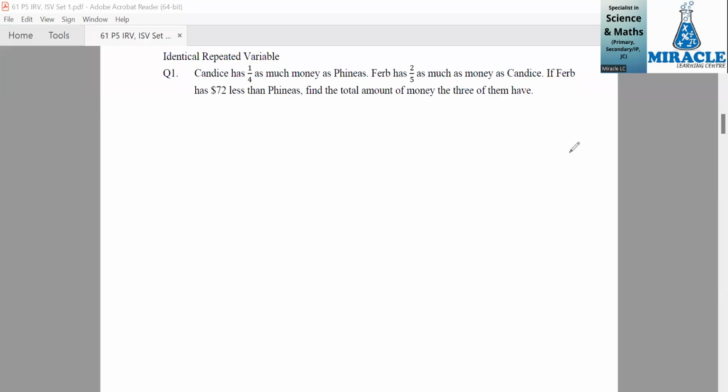Question 1. Candice has 1/4 as much money as Phineas. So Candice will have 1 unit and Phineas will have 4 units. Ferb has 2 out of 5 as much money as Candice. So Ferb has 2 units and Candice has 5 units. If Ferb has $72 less than Phineas, find the total amount of money the three of them have.